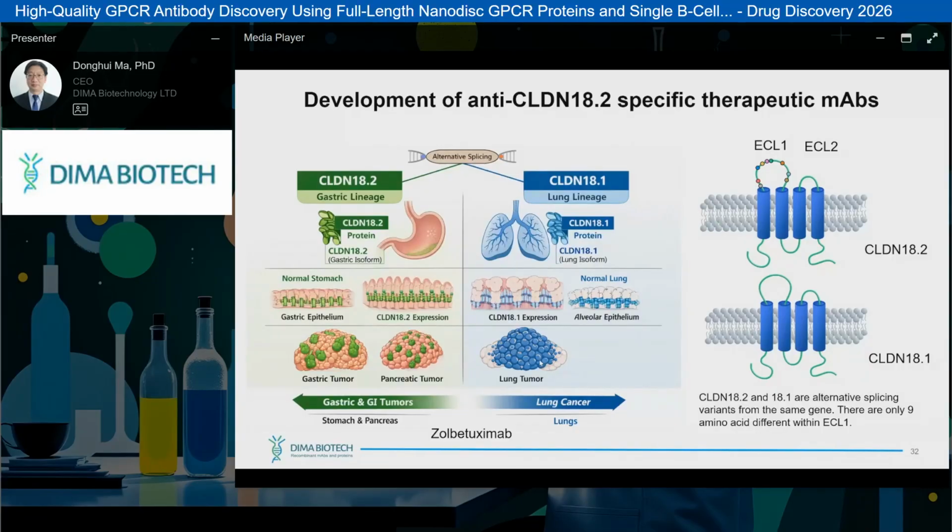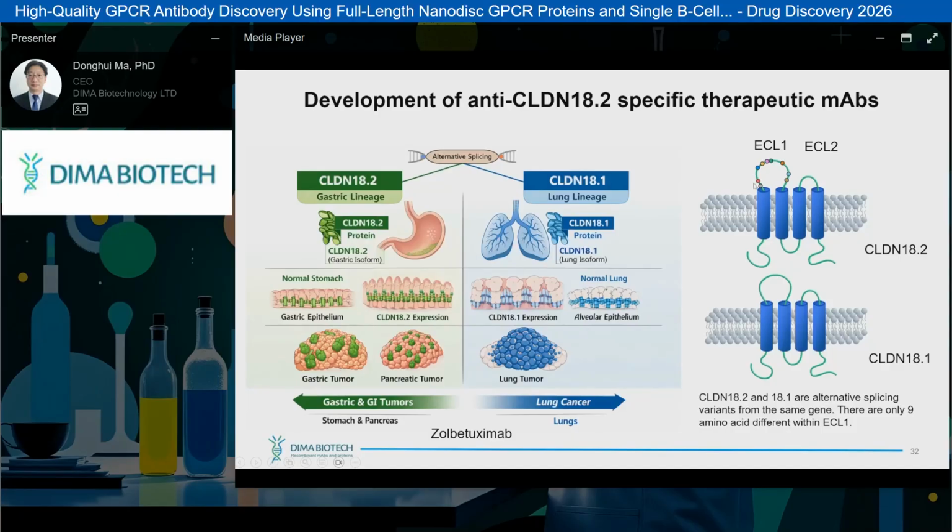There is also an isoform of Claudin 18.2, which is 18.1. These two proteins come from the same gene through alternative splicing. On the right side, you can see the only difference between 18.2 and 18.1 is their extracellular loop 1 on the extracellular side.